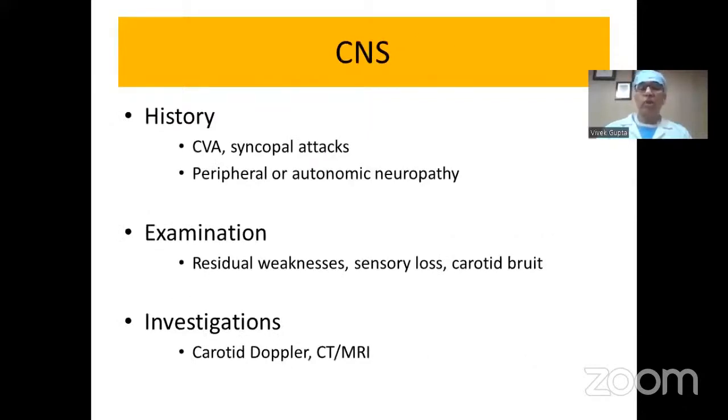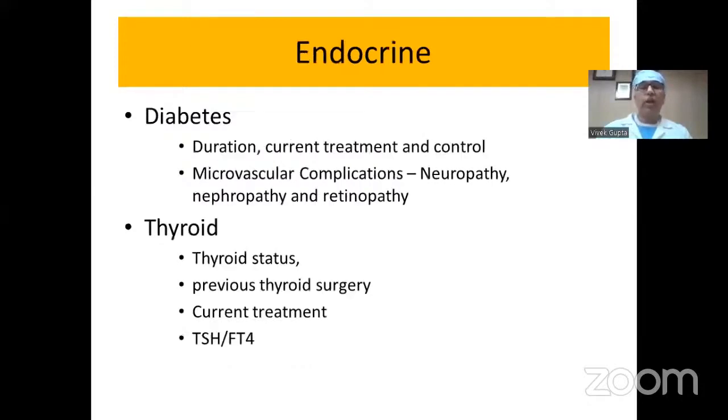The patient should be assessed neurologically for any history of CVA or syncopal attack, which can even be suggestive of complete heart block. Evaluate for any residual weakness if he had a cerebral accident, or any sensory loss or carotid bruit. And if needed, the patient may undergo CT or MRI, but carotid Doppler to rule out any atherosclerotic changes in the carotid artery.